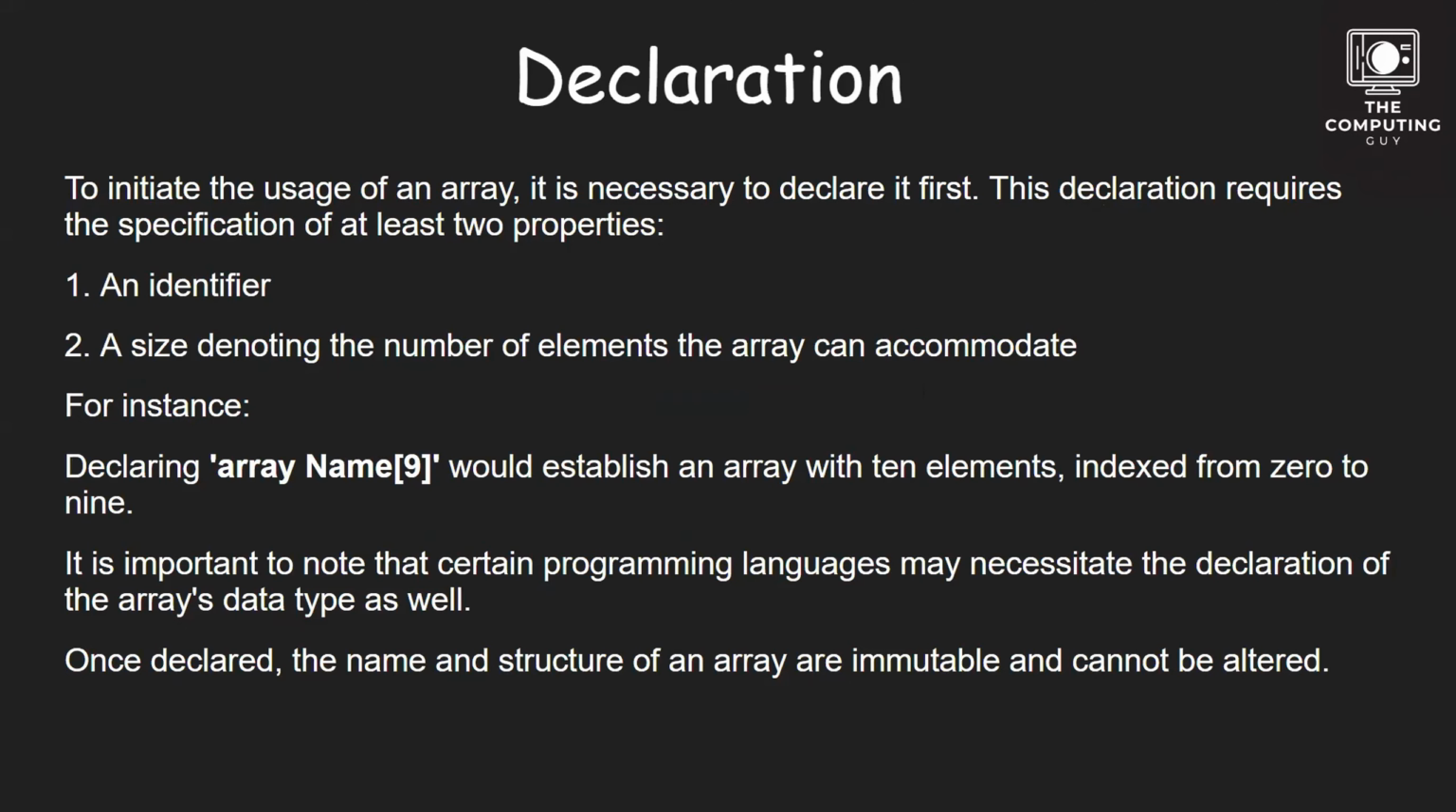So in order for us to declare an array, we need to have an identifier. Just like with a variable, an identifier is the name that we want to give the array, and the size denotes the number of elements in the array. Below we can see an example. We have array name 9 that will tell us that we have 10 elements indexed from 0 to 9. It's also important to understand that in different programming languages, this declaration can vary. We will be looking at an example in Python later on.